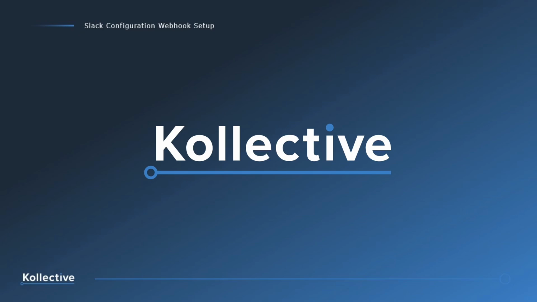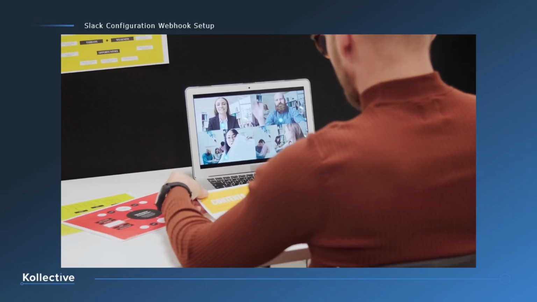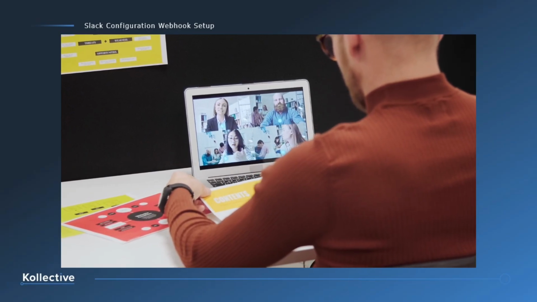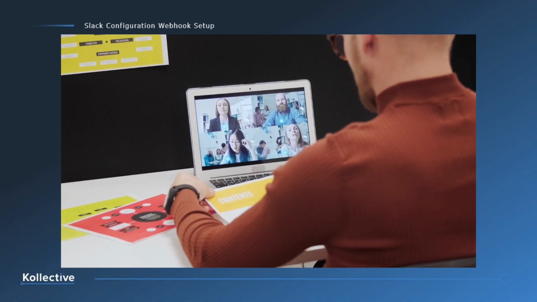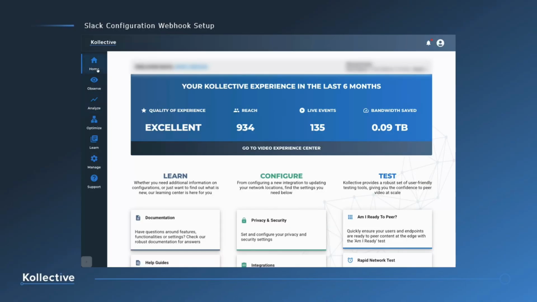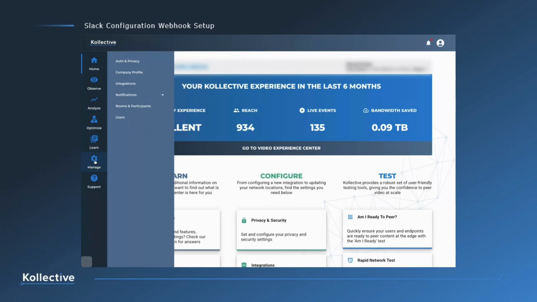Hi, are you responsible for Microsoft Teams quality across dozens of locations? You know the pain: quality drops, users complain, and you're the last to know. What if Kollective sent Teams quality alerts directly to your Slack channel where your team already works? You could spot trends, collaborate, and fix issues for entire locations.